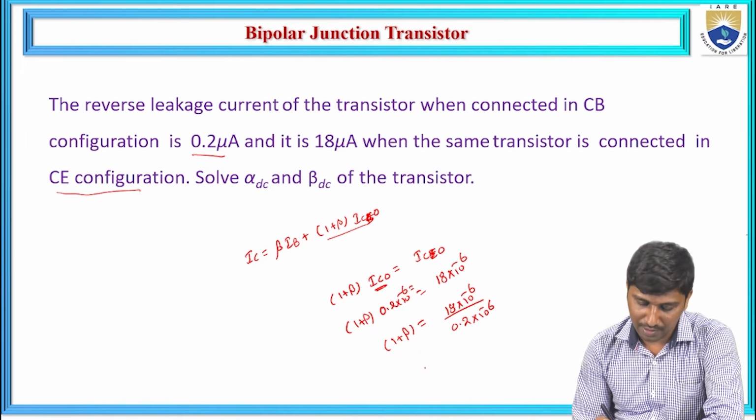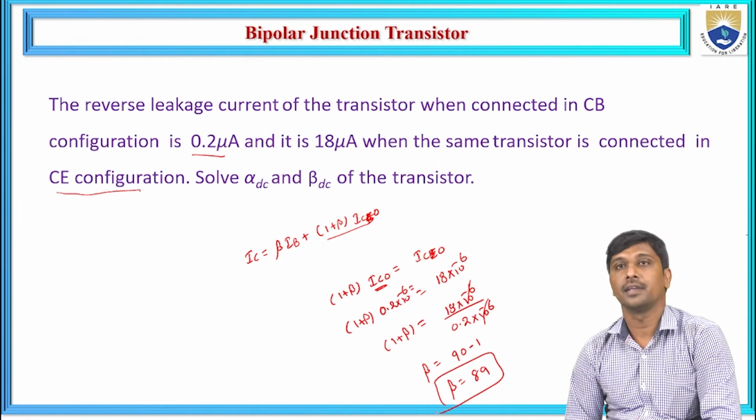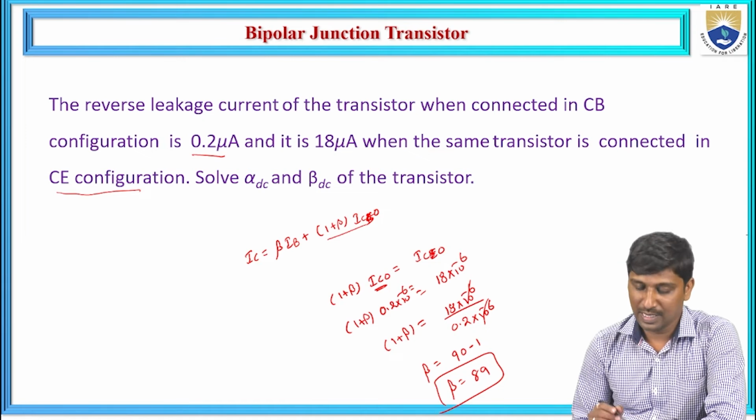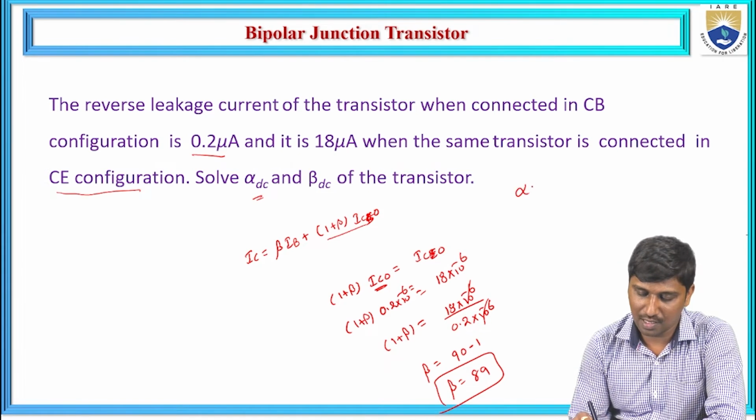Now here we need to calculate the beta value. Beta is equal to, this 10 to the power of minus 6 gets cancelled, so this is 90 minus 1. Hence beta is equal to 89. Then similarly, we need to calculate the alpha value. Alpha in terms of beta is alpha is equal to beta by 1 plus beta.